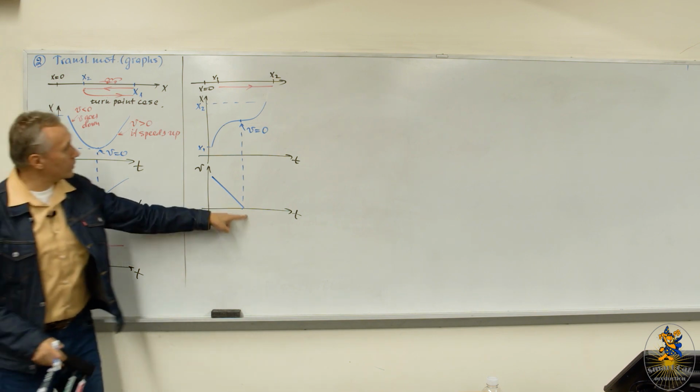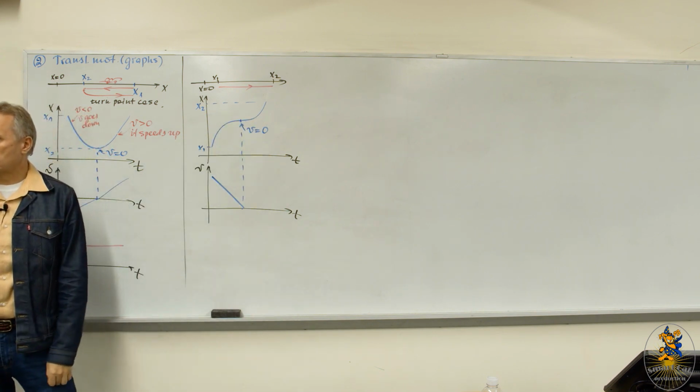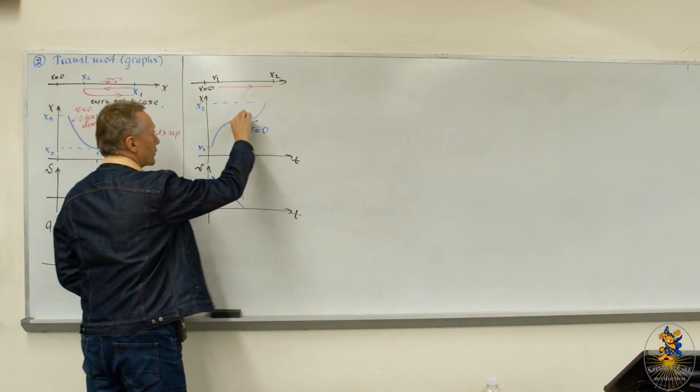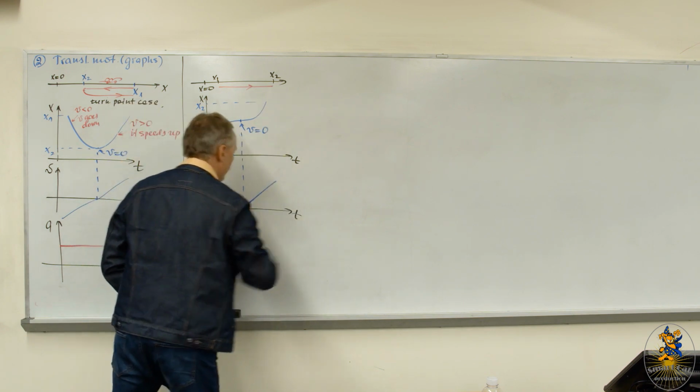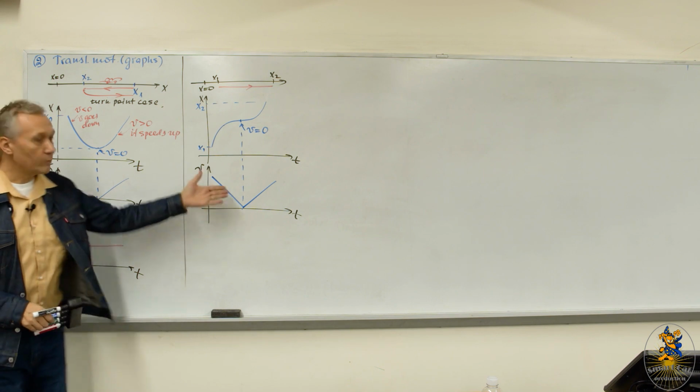And after this point, now velocity is still positive, so it's still above the t-axis, but now it's increasing. You see, it's getting first to 0 and then getting steeper, steeper, and steeper. Almost like a victory sign, right? So velocity.